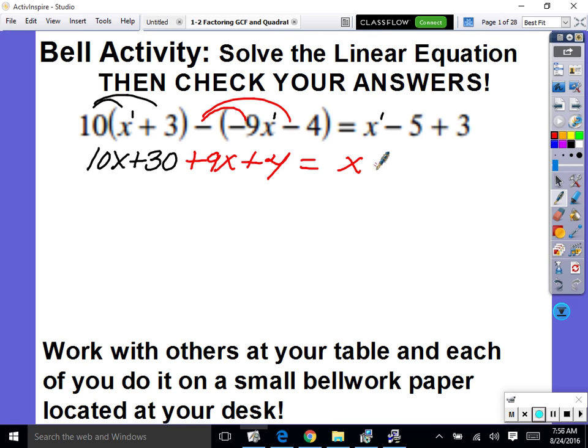And then over here, let's just combine like terms. So negative 5 plus 3 is negative 2. Over here, let's combine like terms. So we have 19x, right, plus 34, equals x minus 2, right?